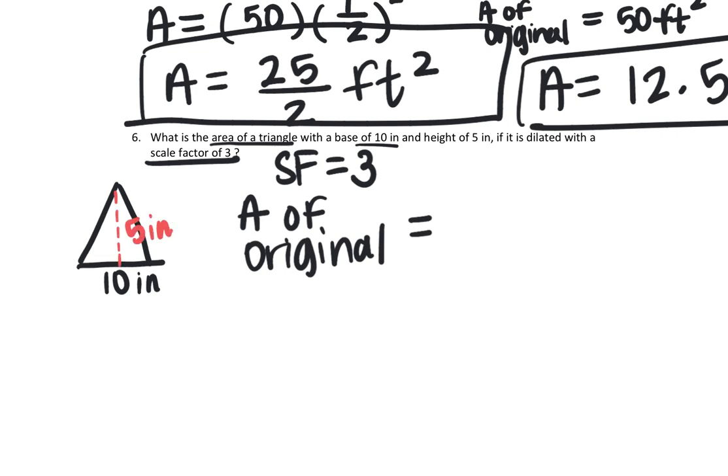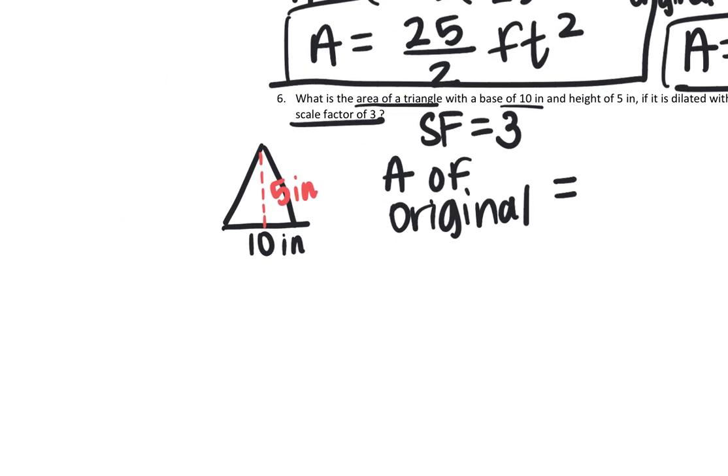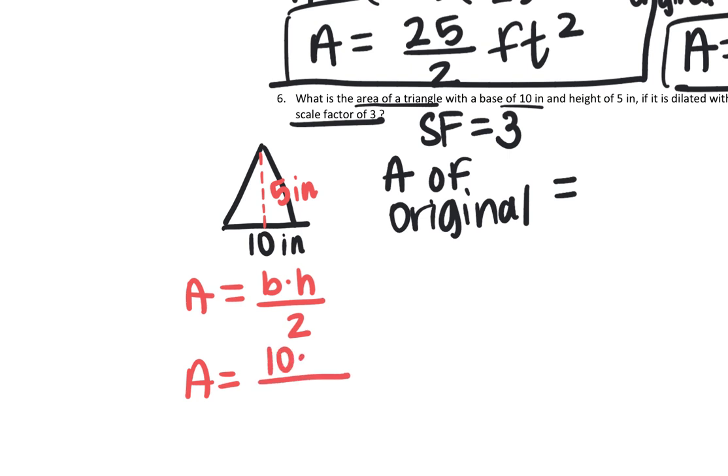Okay, but they don't give me the original area. So I'm going to have to figure that one out. They want us to do a little bit more work. That's okay. Let's do the work. I know that for a triangle, the formula for an area is base times height, and we're going to divide it by 2. So they gave me the base, they gave me the height. I can figure this one out. Area equals, well, it's 10 multiplied by 5, and then we'll divide it by 2.